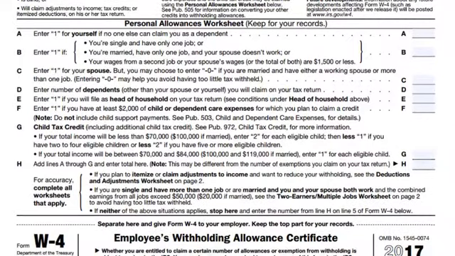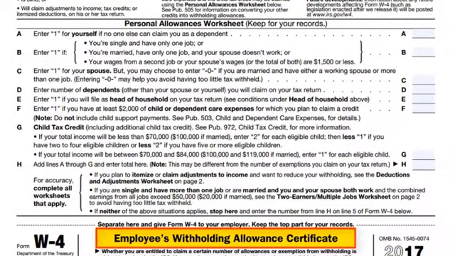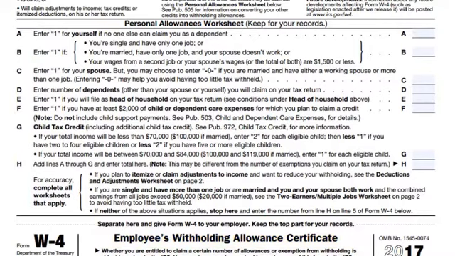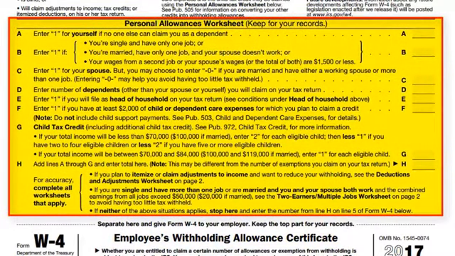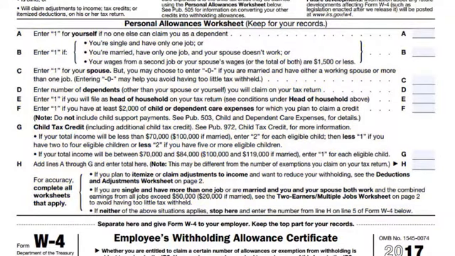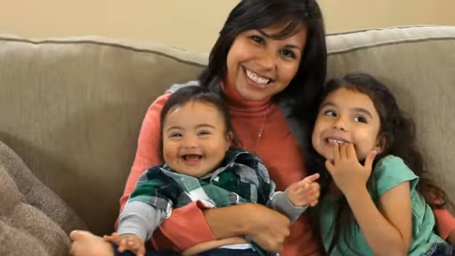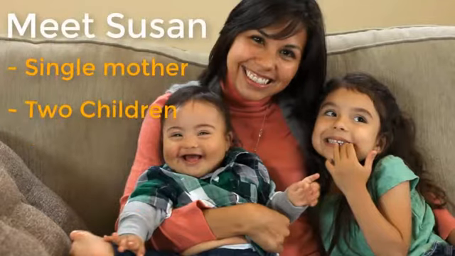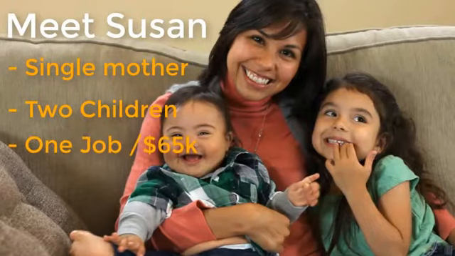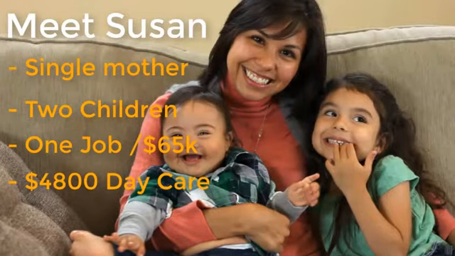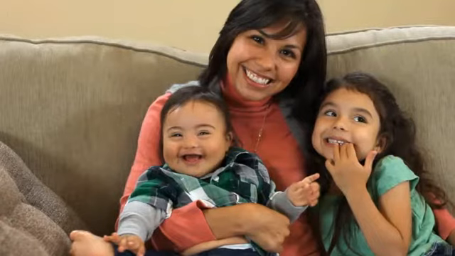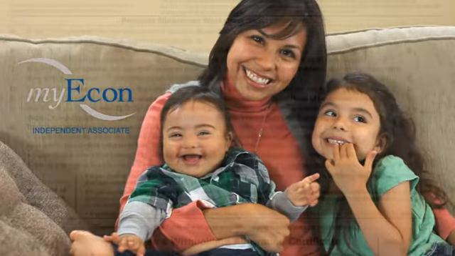Form W-4 is also known as Employee's Withholding Allowance Certificate and includes a series of worksheets you can use to calculate the appropriate number of allowances to claim. Let's go through each line on this worksheet to determine how our calculations will work. We will use an imaginary person to calculate the allowances. Susan is a single mother with 2 children. Susan has one job and earns $65,000 per year and spends $4,800 a year in daycare. Susan recently decided to start a home-based business in MyEcon.